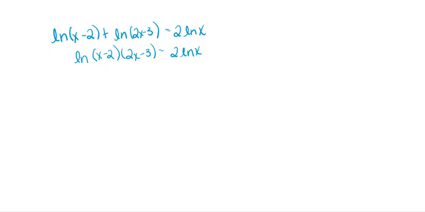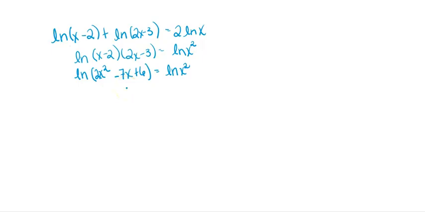Which actually I could rewrite. Let me erase that. That can be also rewritten as the natural log of x squared. And you'll see why I'm going to do that in a minute. So here, if I FOIL out this x minus 2 times 2x minus 3, then I'm going to get natural log of 2x squared minus 3x minus 4x, which gives me negative 7x. And then negative 2 times negative 3 gives me positive 6, plus 6 equals the natural log of x squared.